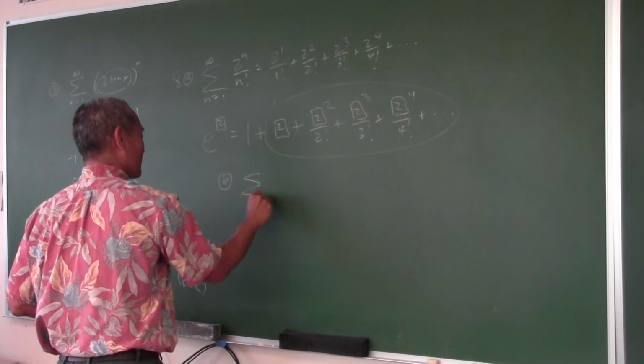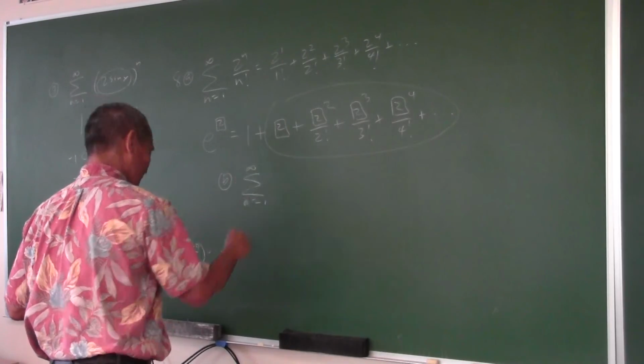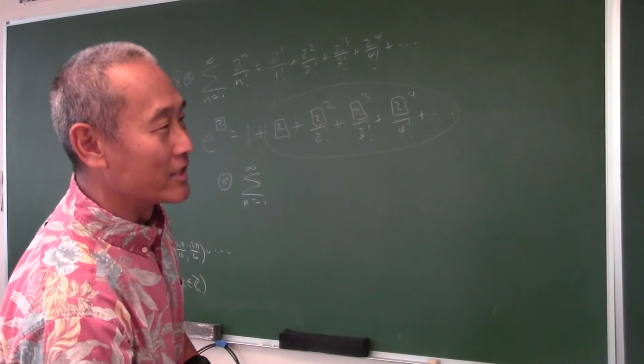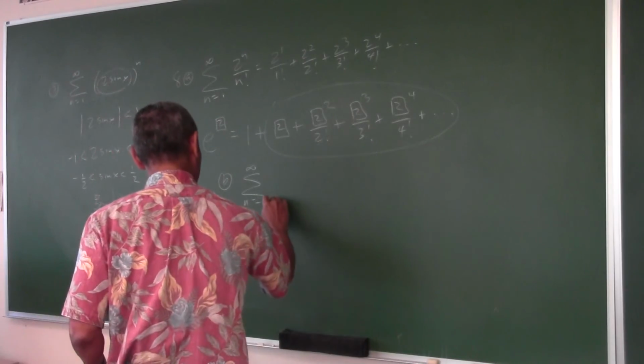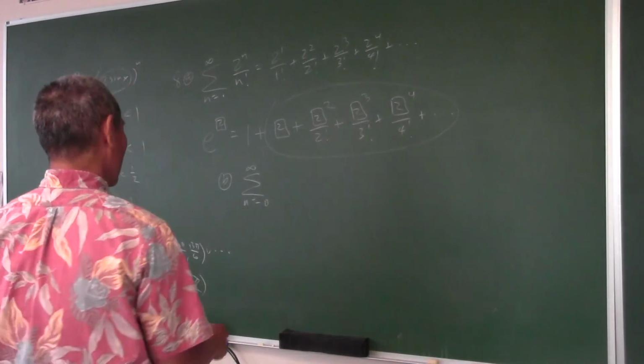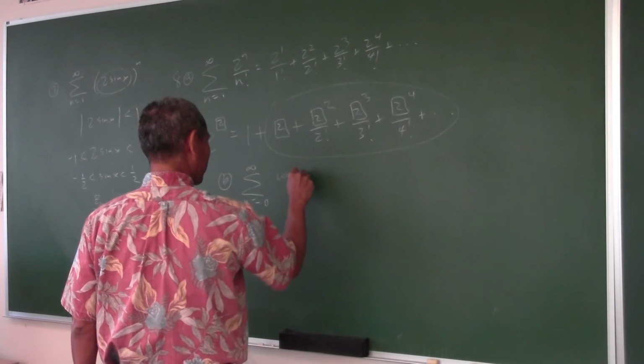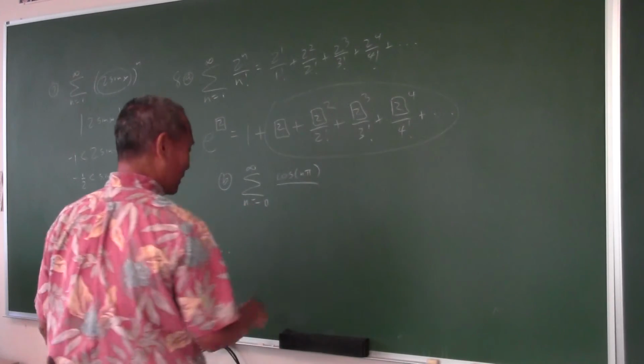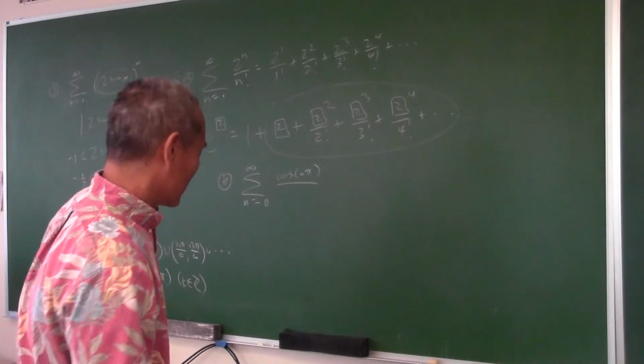Okay, next one. B. What do we got here? Sigma n equal 1 to infinity of, no, it's 0 to infinity, fool. Some of you don't even look at that bottom number. I laugh at that. Cosine n pi over 2n plus 1.